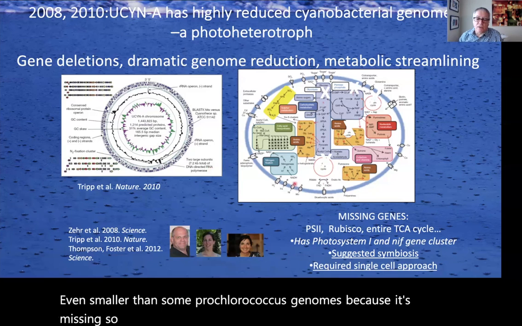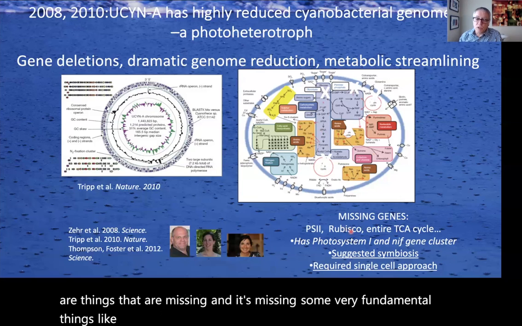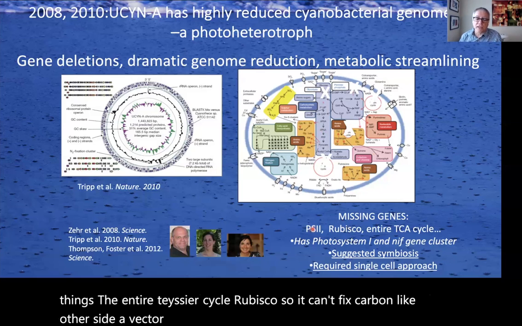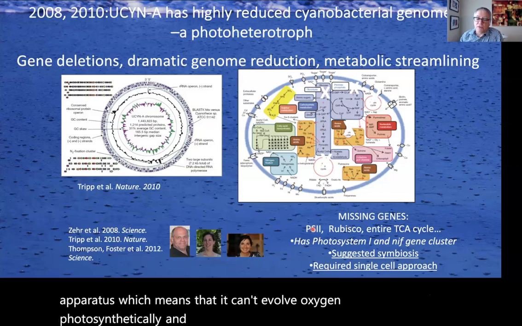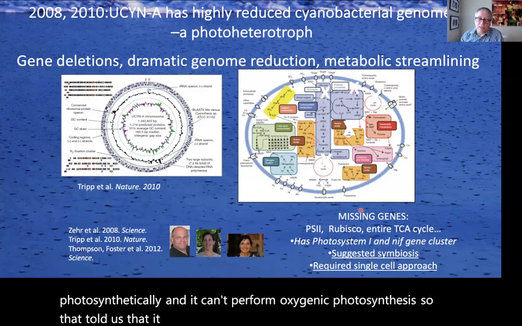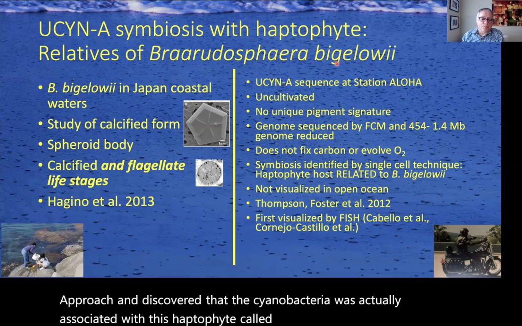metabolic pathways. All these red arrows are things that are missing, and it's missing some very fundamental things like the entire TCA cycle, rubisco, so it can't fix carbon like other cyanobacteria, and photosystem 2 of the photosynthetic apparatus, which means that it can't evolve oxygen photosynthetically, and it can't perform oxygenic photosynthesis. So that told us that it was likely a symbiont, and we went to the single cell approach and discovered that the cyanobacterium was actually associated with this haptophyte called Braarudosphaera bigelowii.